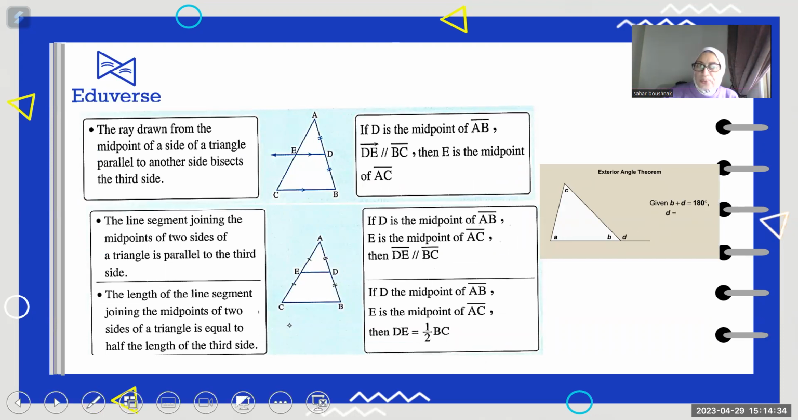Then we study these two theorems. If I have a ray drawn from the midpoint of one side and parallel to the other, it will bisect the third. Also, the line segment joining two midpoints in a triangle will be parallel to the third side and equal to half its length.